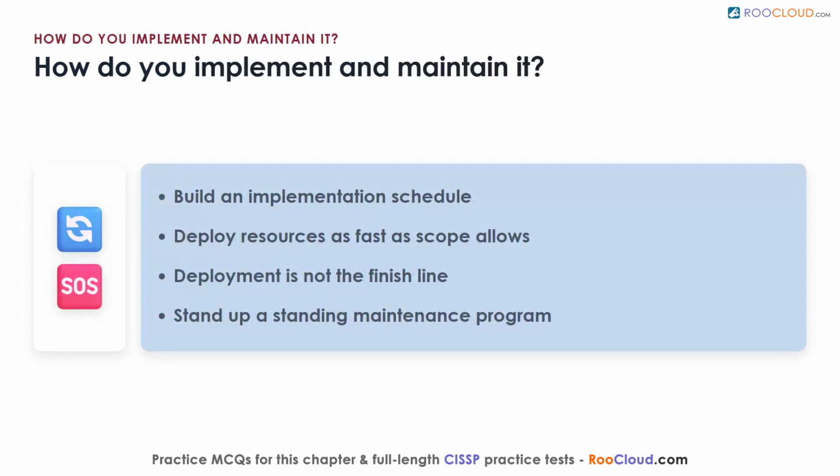How do you implement the plan and keep it maintained? Once leadership approves, you build an implementation schedule that puts your dedicated resources to work as quickly as the scope and the organization's appetite allow. But deployment is not the finish line. After the resources are in place, the team stands up a maintenance program, a standing effort that keeps the plan responsive as the business evolves. Think of it like launching a new product. Shipping it is only the start. You commit to updates and support so it keeps working long after release day.